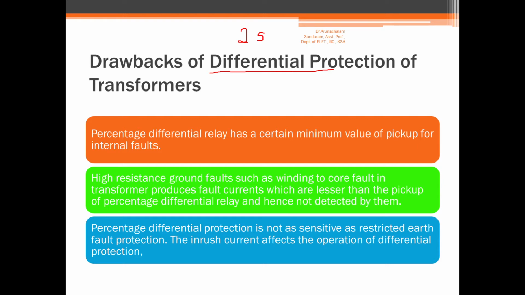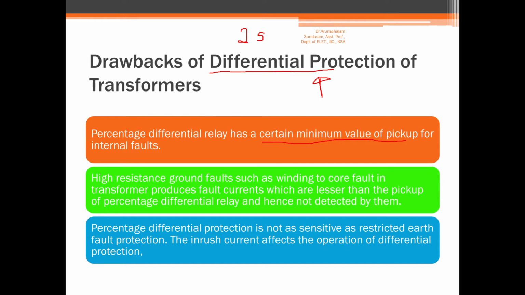So that is the meaning of a certain minimum value of pickup. That means we didn't use 0 amperes as a setting for the overcurrent relay, and this differential protection has a drawback because we were not using 0 amperes. We were using, for example, 0.5 ampere or some value of the setting.